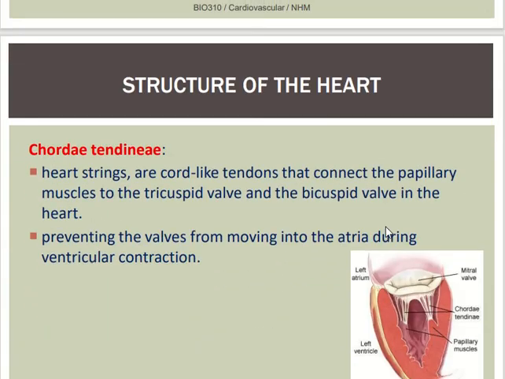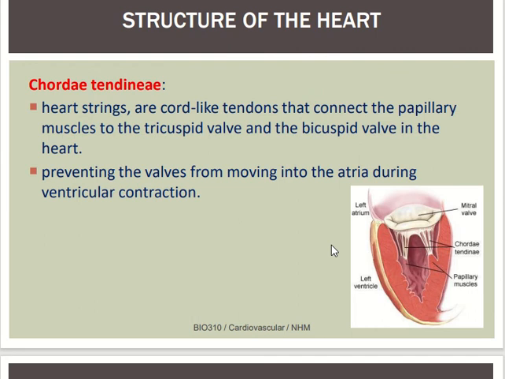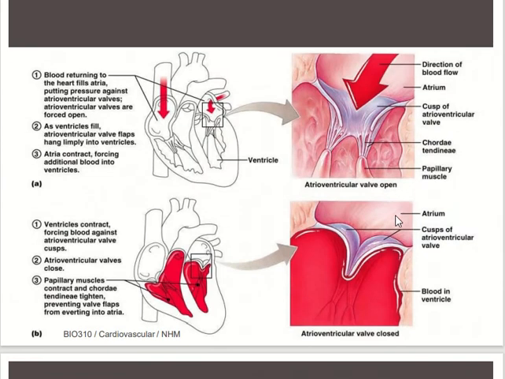And then next, another important structure is the chordae tendineae. So the chordae tendineae is the heartstring, the one that will help to hold the valve, either the tricuspid valve, bicuspid valve, or semilunar valve. Therefore, it will prevent the valve from moving into the atria during the ventricular contraction. Okay.